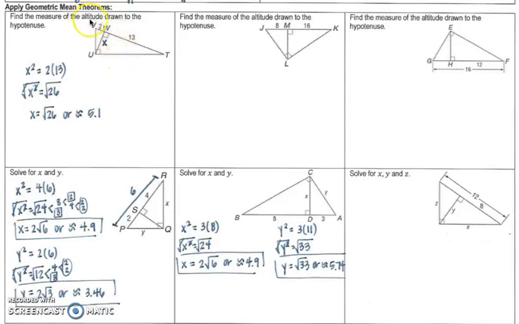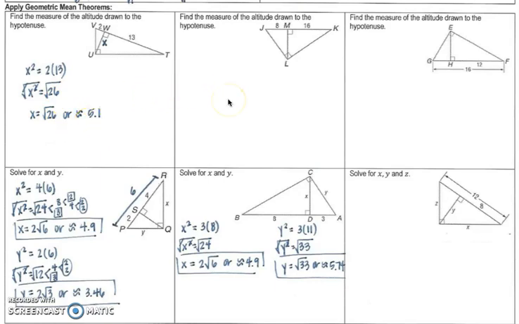So we're finding the measure of the altitude, and you're given the broken up lengths of the segments. Okay, so x squared equals 2 times 13. 2 times 13 is 26, so I take the square root. 26 can't be broken down. It's 13 and 2, which are both prime numbers. So x is either equal to the square root of 26 or it's approximately 5.1.